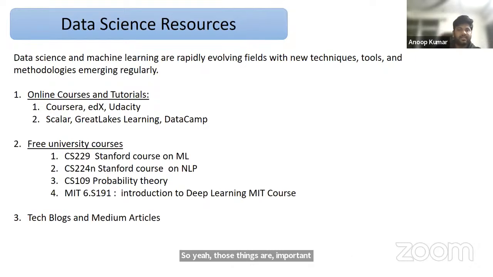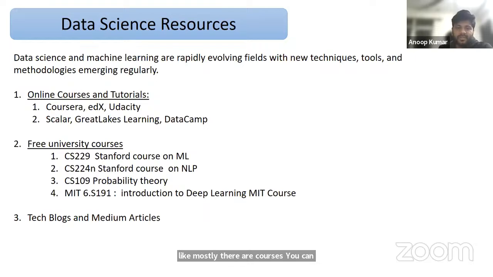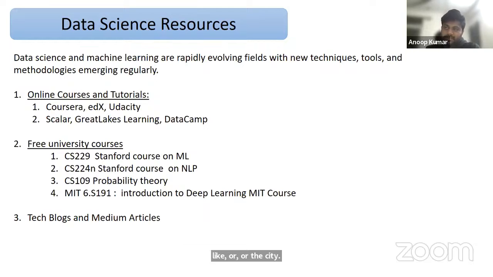Last is the data science resources which I want to share. Mostly they are courses. If you are comfortable, you can go with courses like Coursera or Udacity. Basically these courses or certifications also help you in getting jobs. You can mention these things on your resume, so that they help in getting you more shortlistings at least. Apart from that, free university courses are there.